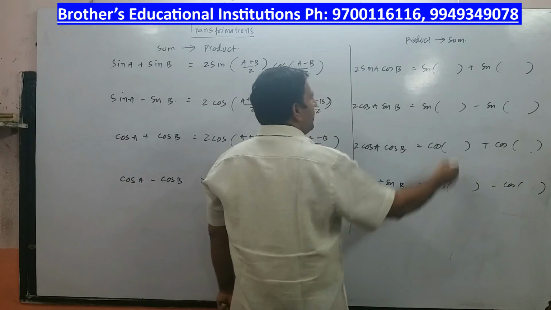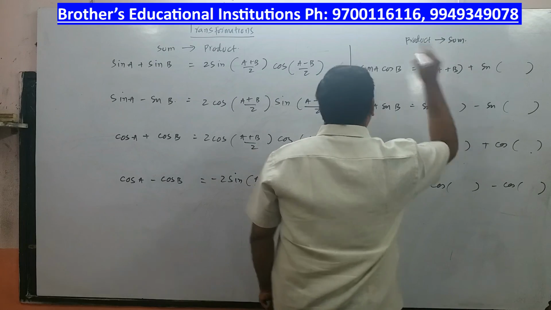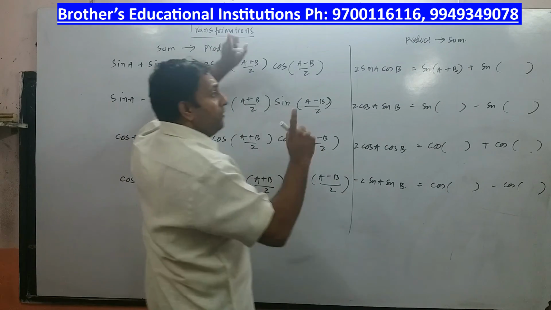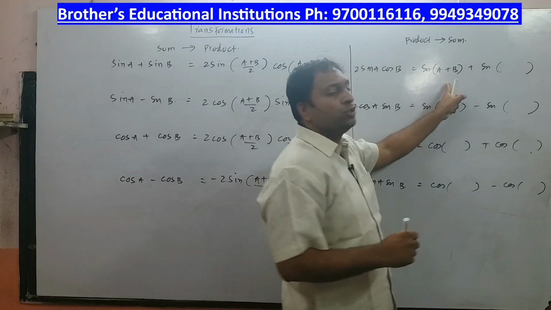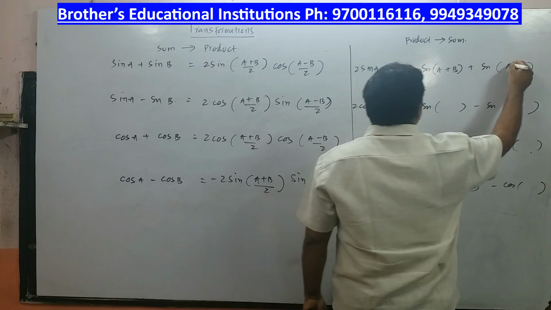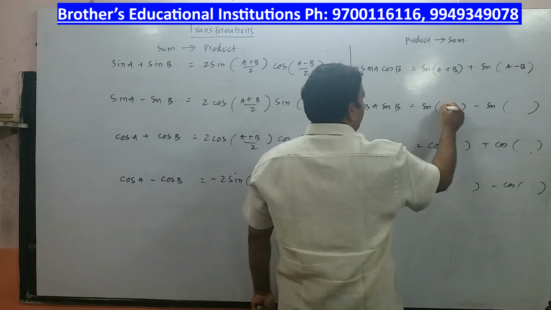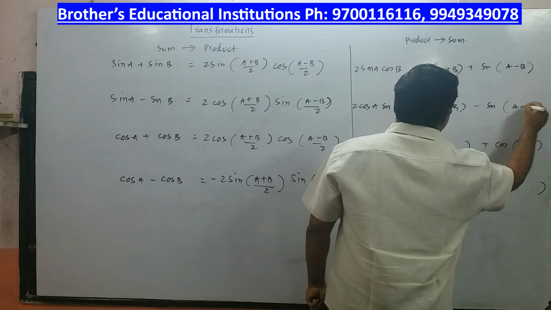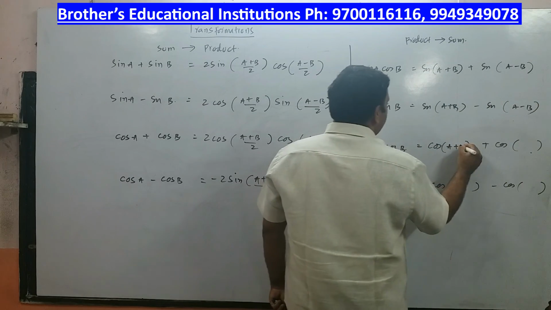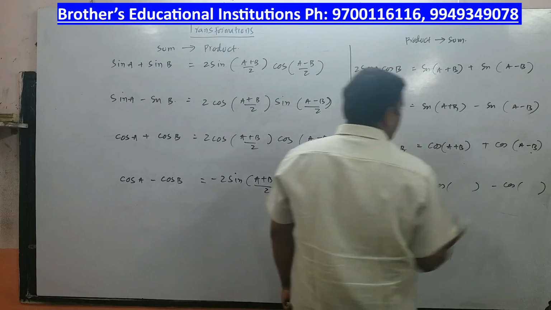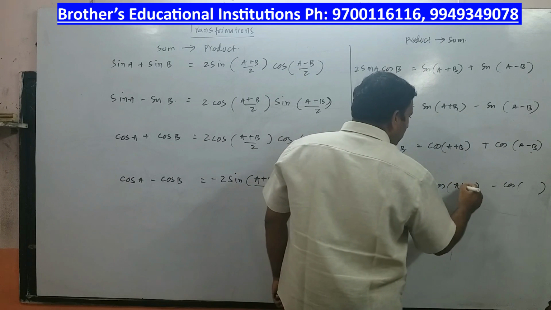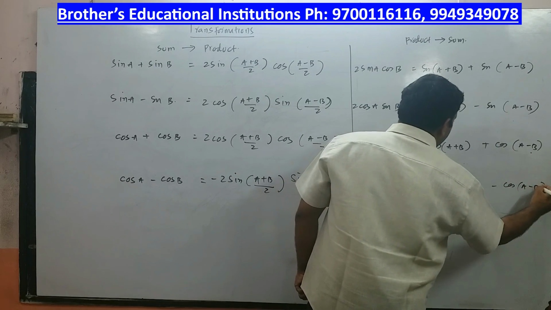Now first position is always the sum of the angles. Here you had sum of the angles by 2. But when you are dealing with product to sum, there is no by 2. Second position is again difference of the angles. So A plus B, and here you have A minus B. By 2 won't be there. Please keep that in mind. Mostly students make that mistake. Product to sum, there is no by 2. And this is difference of the angles.